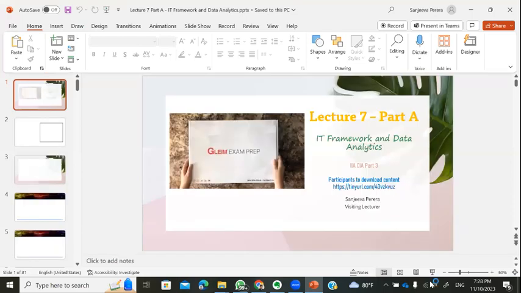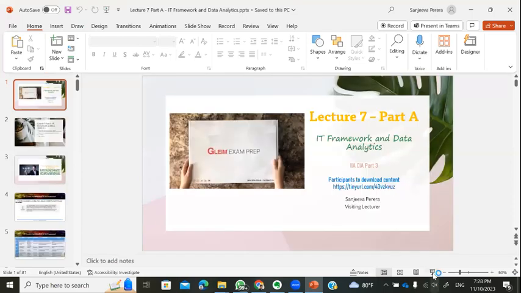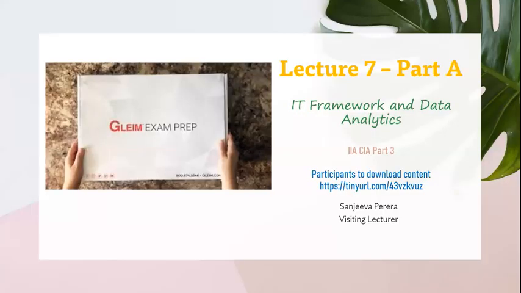So all these slides are updated into that tiny URL. So you can download all the lecture slides, the textbooks, and the relevant videos that I'm playing during the lecture time. Okay. So here in lecture 7, we are looking at IT framework and data analysis.